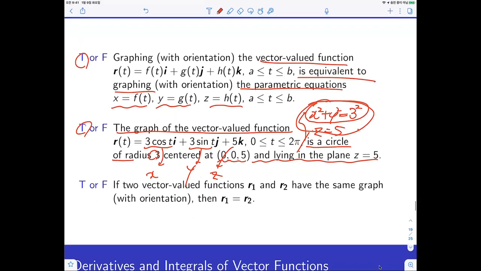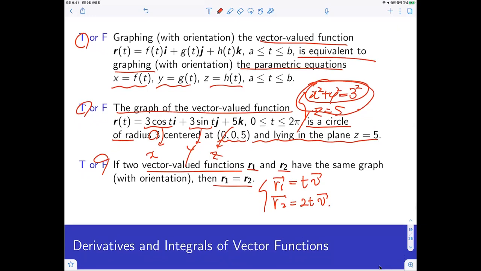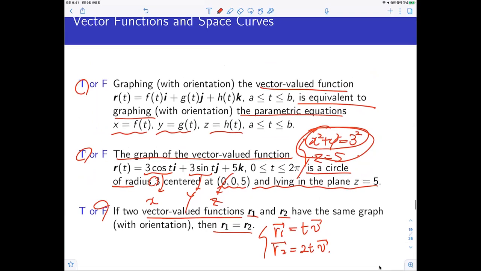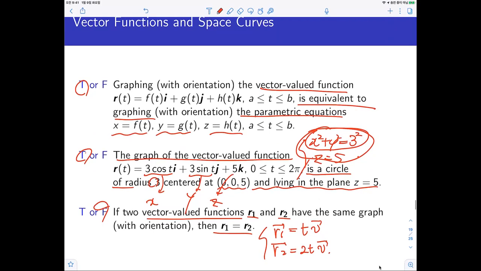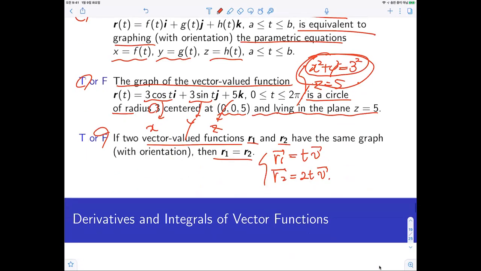The next problem: if two vector valued functions r1 and r2 have the same graph, then r1 equal r2. We can easily find a counterexample. If r1 is tv and r2 is 2tv, then they are expressing the same line, but they are different functions. So this is false. The graph is the same, but the functions differ. That also can be an example because they have the same graph.